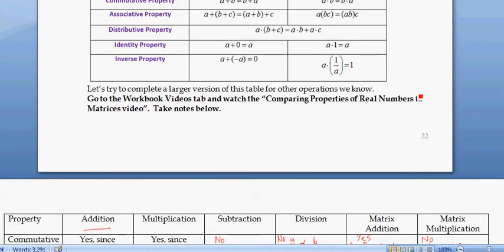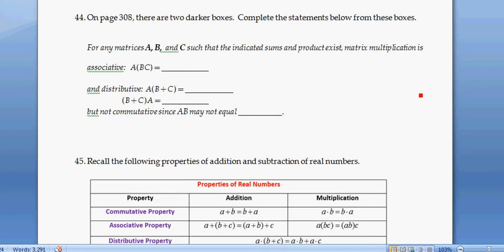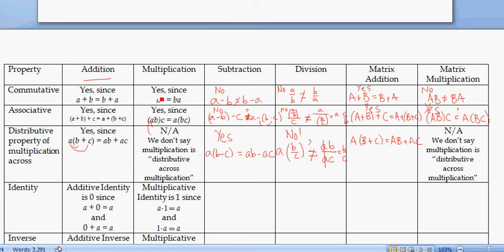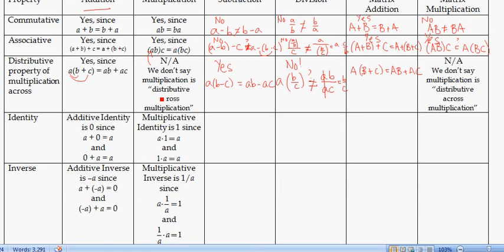And again, I'm looking back at our notes. That was, in fact, something that you talked about in this previous page. So yes, it is distributive across matrix addition.